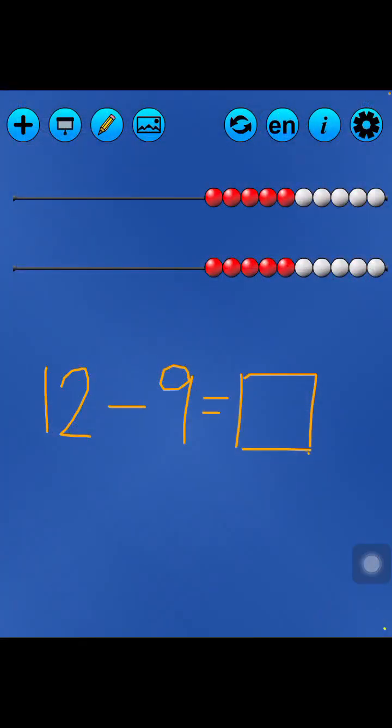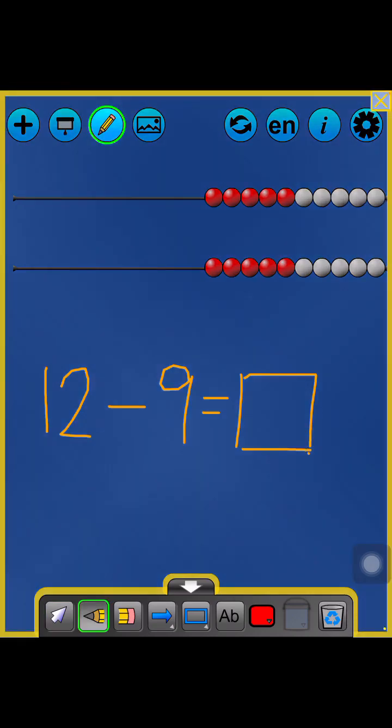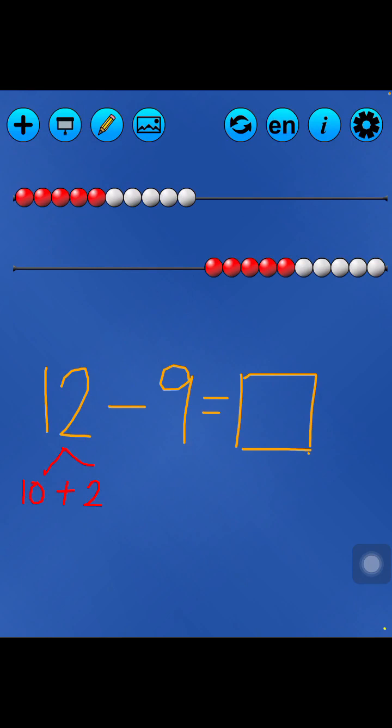And now we'll talk about question 9. We need to find 12 minus 9. Again, we split 12 into 2 parts, which is 10 and 2. Okay, and then move 12 bits to the left hand side. 10 plus 2. And now we need to take away 9 bits.